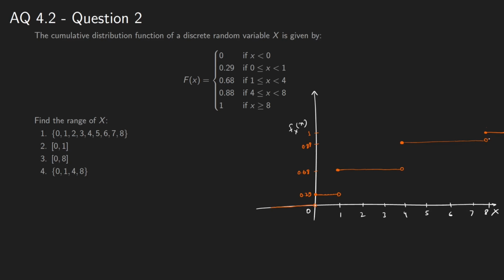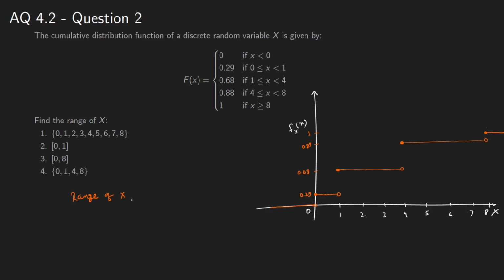So what are the points at which we see the jumps? Wherever we see a jump, it means there is a non-zero probability of observing that value for the random variable. So we see the jump at this point 1. We are not concerned with how much the jump is, but at least it should be non-zero. That's the main point. So the range of x we can consider as all the points where there is a jump.